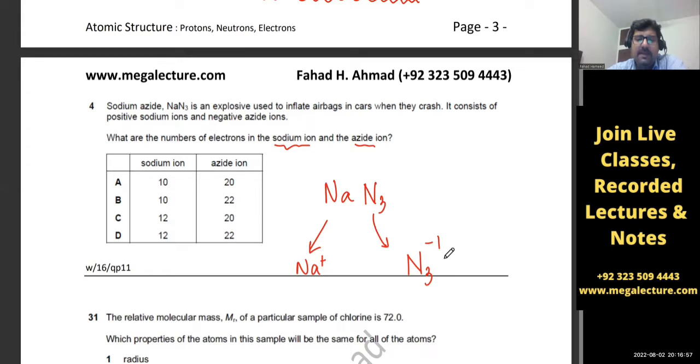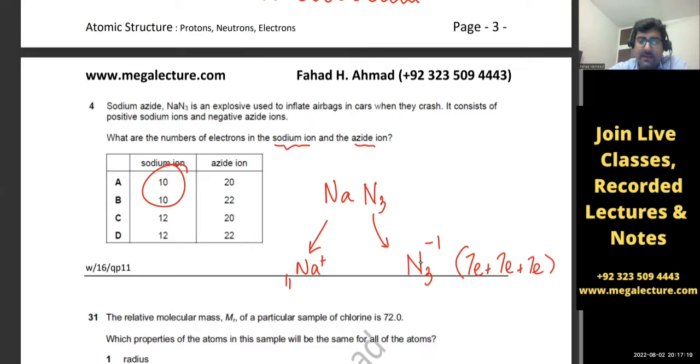Now the sodium ion electrons. Sodium is 11, right? But it's +1, so it's got 10 electrons, right? So it clearly has 10 electrons. Now N3, how many electrons does 1 N have? It's got 7 electrons. You've got 3 N, so that's 7 electrons plus 7 electrons. So that's a total of 14 electrons.